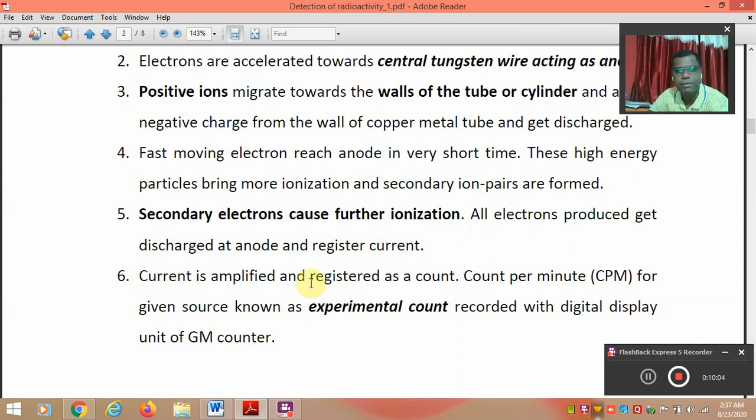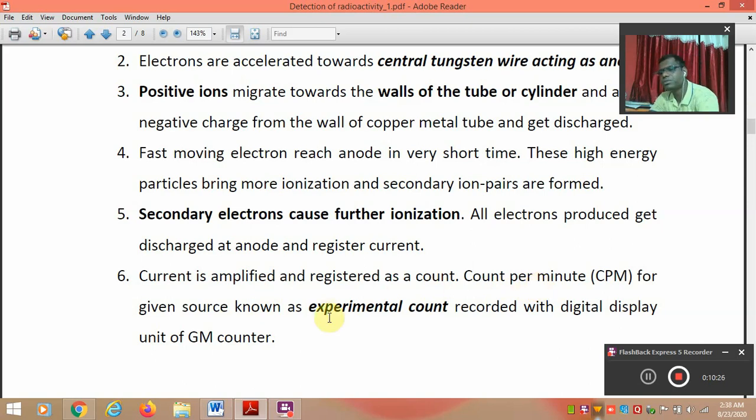This current is again amplified and registered as a count, and count per minute for a given source. So whatever current is amplified, after amplification of the current, it is registered in the form of count, or count per minute, in the presence of a given source.